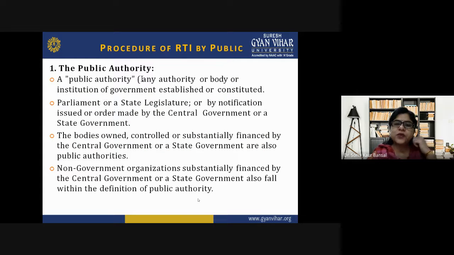Now let's understand the procedures of RTI by the public. How it is done or completed in procedure. Number one, the public authority. A public authority is any authority or body or institution of government established or constituted by Parliament or a state legislature or by notification issued or order made by the central government or a state government. So this is called a public authority.